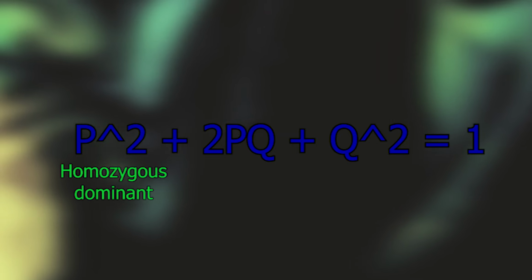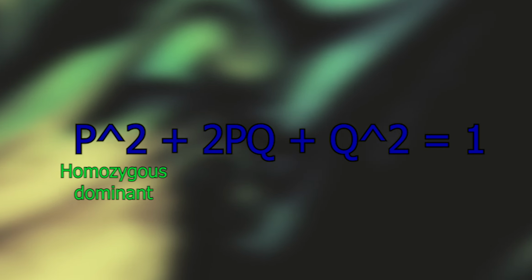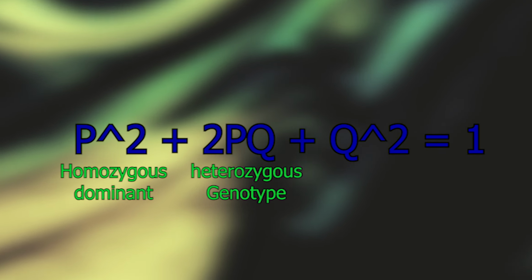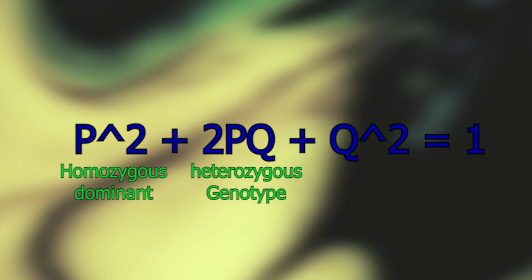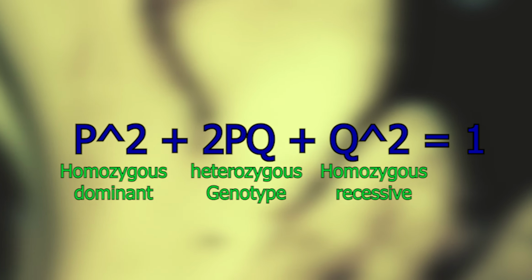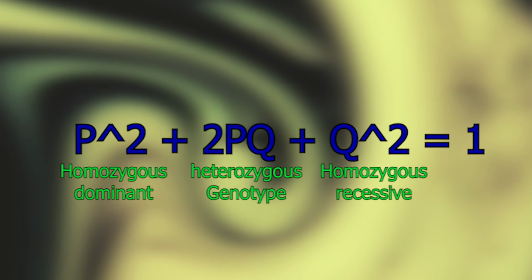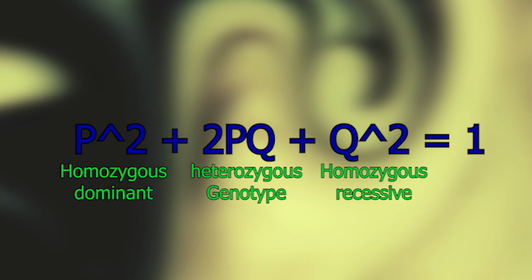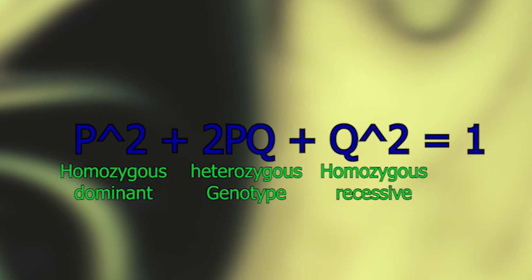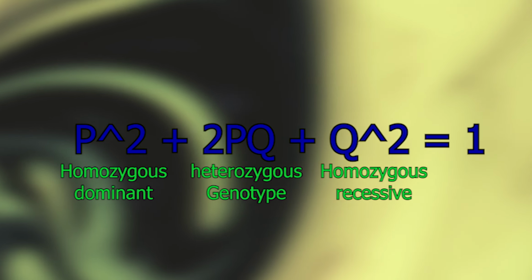The next equation is a little more complicated. The equation is P squared plus 2PQ plus Q squared equals 1. P squared represents the frequency of homozygous dominant genotypes, 2PQ represents heterozygous genotypes, and Q squared represents all recessive genotypes. The 1 again representing the entire population. Using these 2 equations together, once we find one of these values, P squared, Q squared, P or Q, we can find out all of the other values.